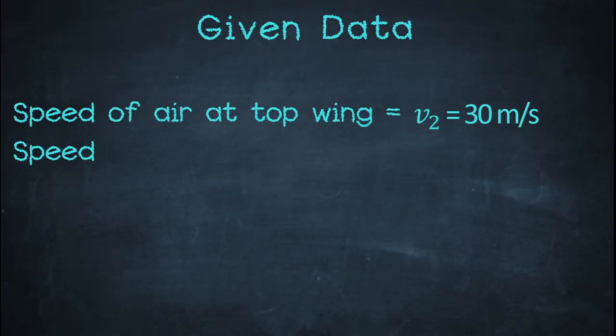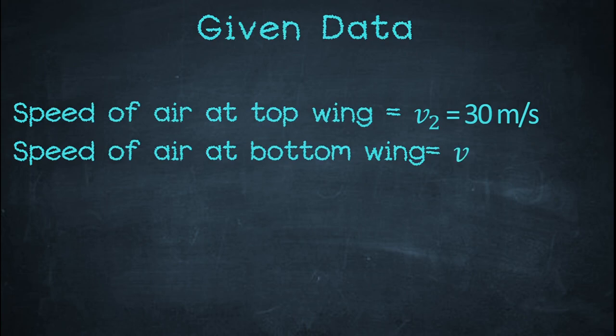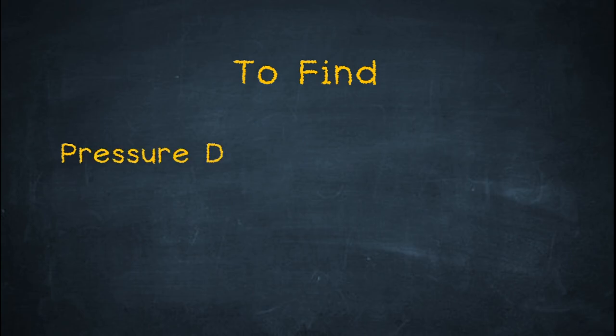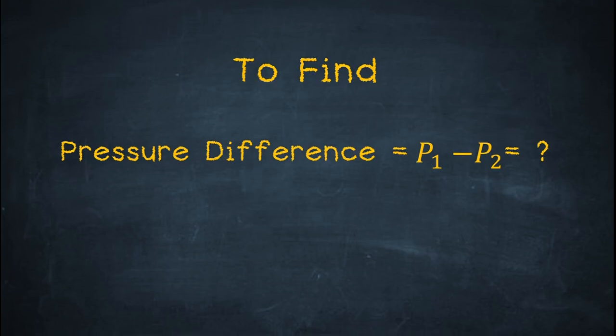So according to the given data, the speed of air at the top wing is V2, which is 30 meter per second, at the bottom wing is V1, which is 20 meter per second, and the density of air is 1.29 kilogram per meter cube. We have to find the pressure difference between the top and bottom of the wing, which can be represented by P1 minus P2.